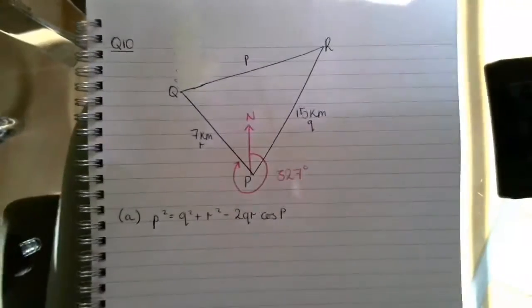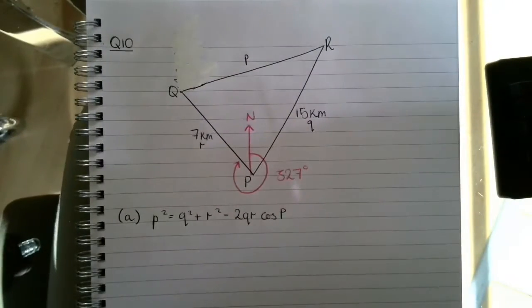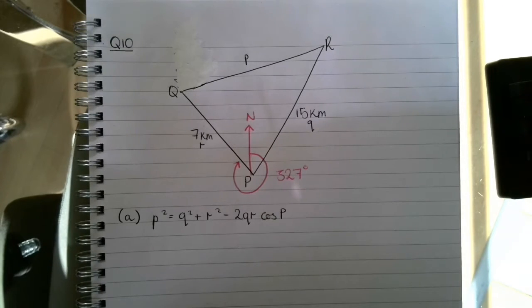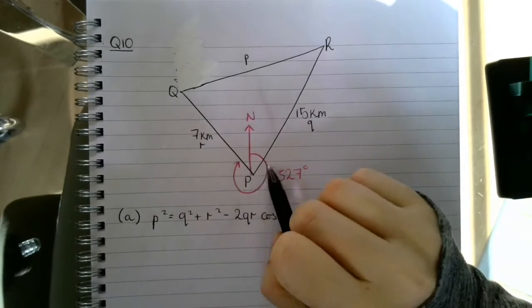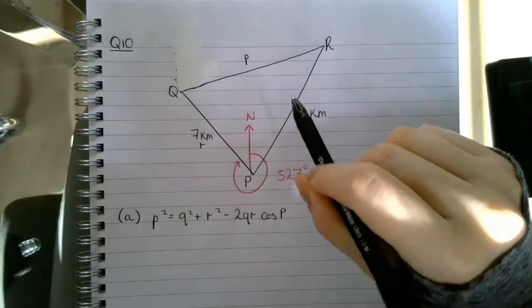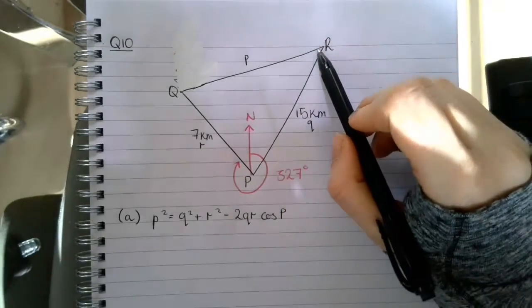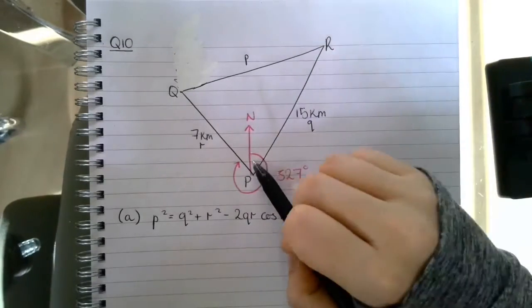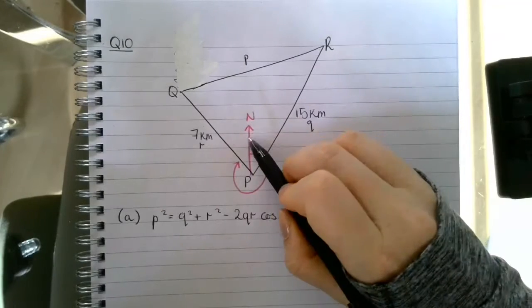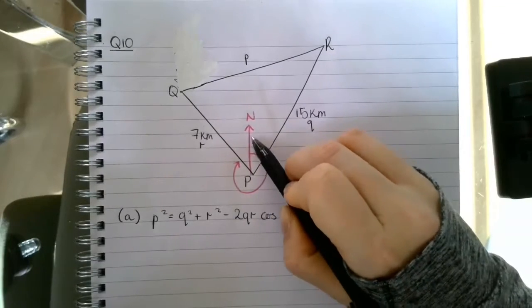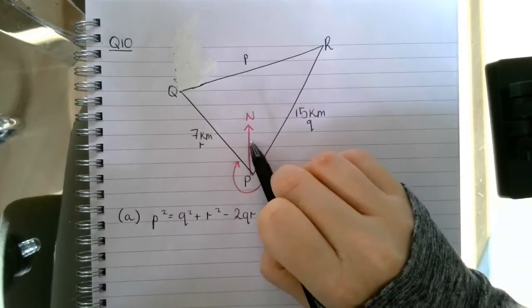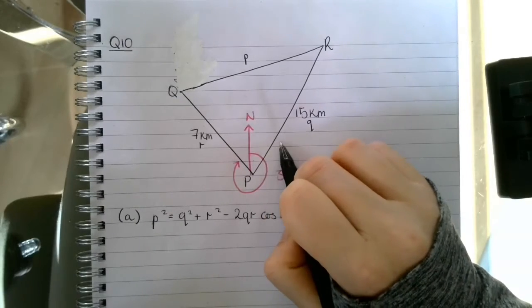For question 10, we've got a diagram showing the position of 3 boats P, Q and R. Boat Q is 7 kilometres from boat P on a bearing of 327, and boat R is 15 kilometres from boat P on a bearing of 41. So this angle here from P to R would be 41.